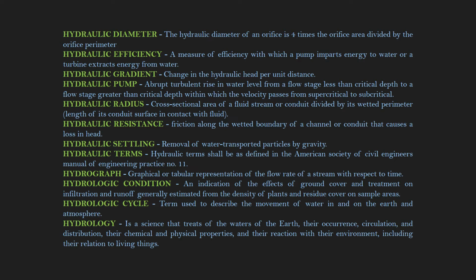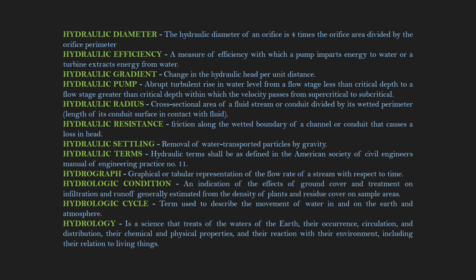Hydraulic radius. Cross-sectional area of a fluid stream or conduit divided by its wetted perimeter, length of its conduit surface in contact with fluid. Hydraulic resistance. Friction along the wetted boundary of a channel or conduit that causes a loss in head. Hydraulic settling. Removal of water-transported particles by gravity. Hydraulic terms. Hydraulic terms shall be as defined in the American Society of Civil Engineers Manual of Engineering Practice No. 11. Hydrograph. Graphical or tabular representation of the flow rate of a stream with respect to time.